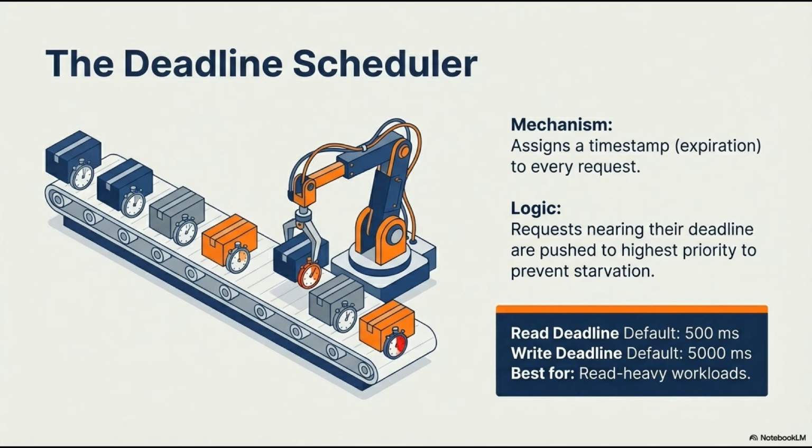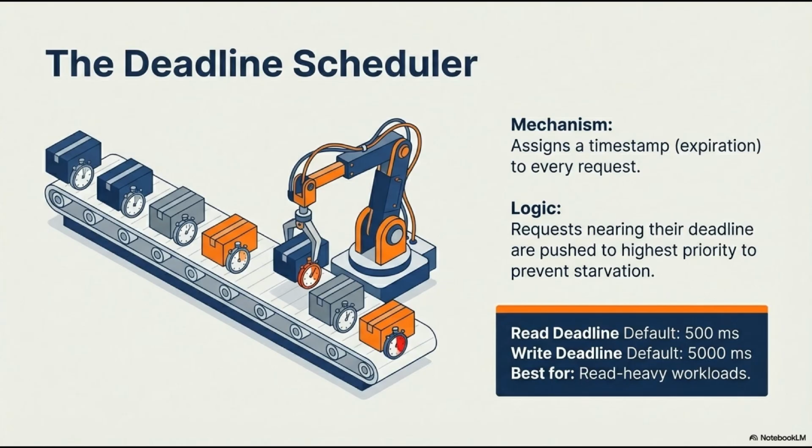The deadline scheduler is trying to solve a very specific problem called starvation. Starvation. Imagine a request comes in to read a tiny file, but the disk is just slammed, writing huge backup files. That little read request could just sit there forever. It starves. So how does Deadline fix that?